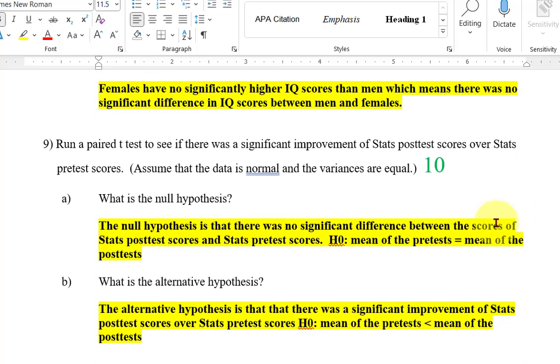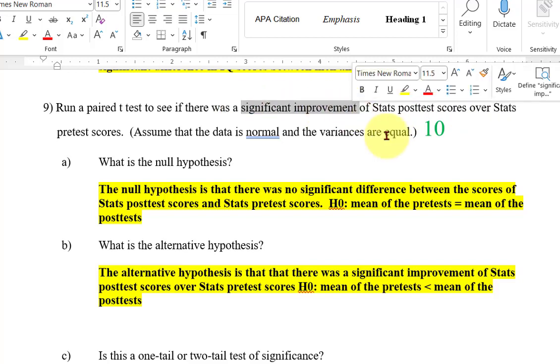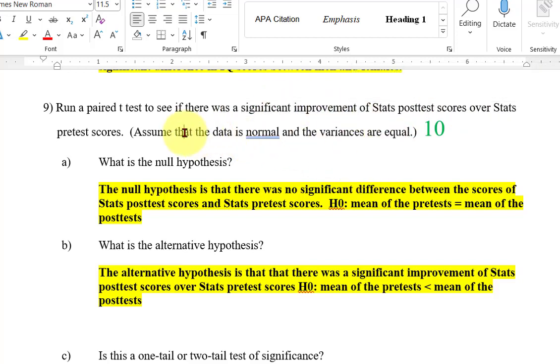Okay, so next one, we're going to run a paired t-test, see if there's a significant improvement between the stats pre-test and post-test. Now, improvement. Think about this for a second. So if you take a pre-test and everybody does poorly, and then they teach you 2 or 3 weeks of statistics and they give you the same test, the post-test, later, and it improves, that means it's going to go up. That makes this a one-tailed test. Got it? We're expecting improvement in the post-test. Again, that makes this a one-tailed test of significance. So let's run this real quick.